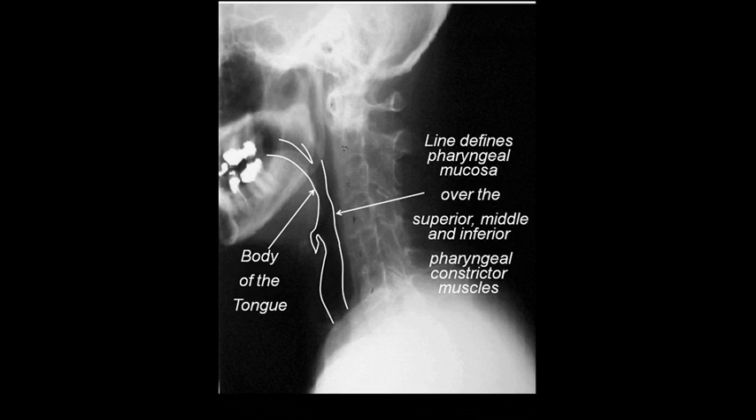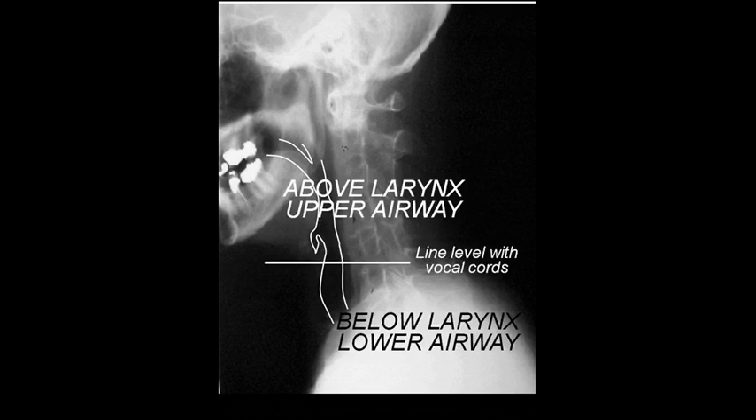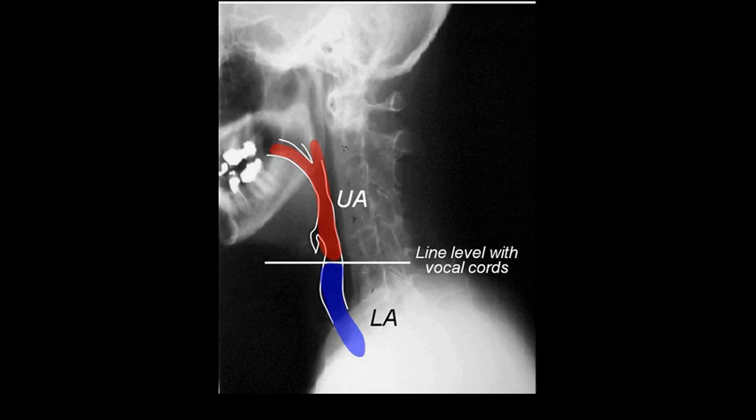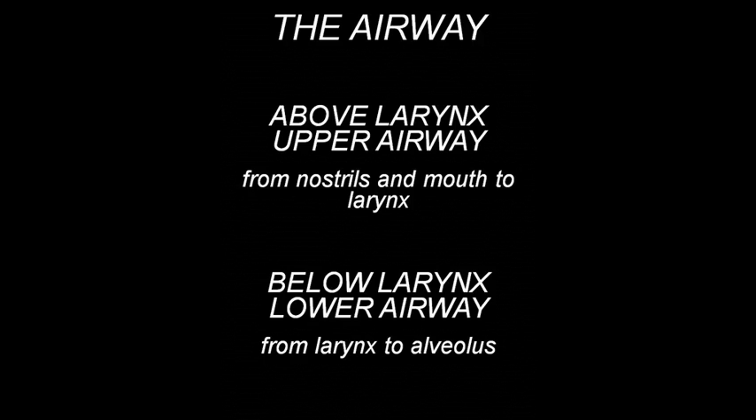So, what do we mean by the term upper airway? Well, we can define a line that passes through the level of the vocal cords, as shown. Everything above the vocal cords is the upper airway, and everything below the vocal cords is lower airway. And this next diagram defines the extent of the upper airway in red, and the start of the lower airway in blue. The upper airway extends from the nostrils and the mouth to the larynx, and the lower airway extends from the larynx to the alveolar sacs.